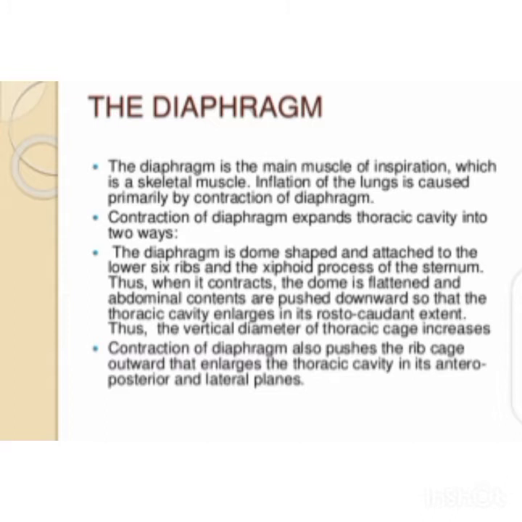in its vertical extent. The vertical diameter of the thoracic cage increases, and contraction of the diaphragm also pushes the rib cage outward, which enlarges the thoracic cavity in its anterior, posterior, and lateral planes.